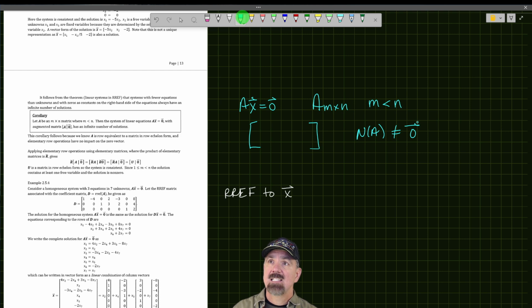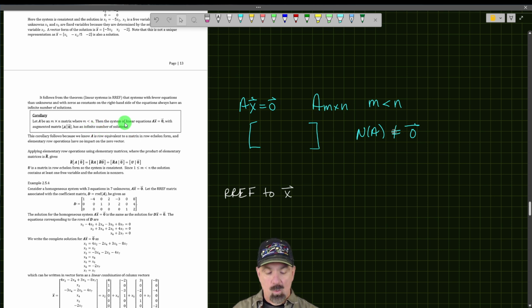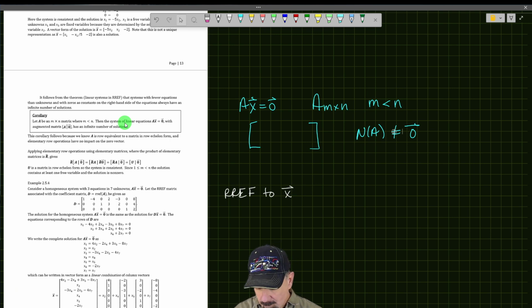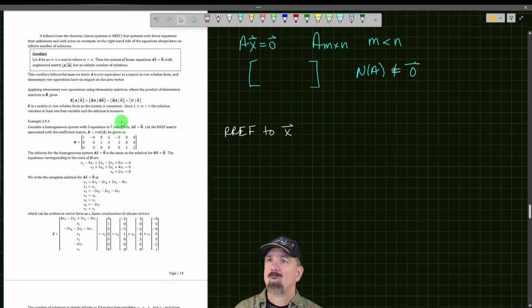And that's exactly the same as saying that AX equals 0 has an infinite number of solutions. So we know that x equals 0 is not the only solution. We know that this kind of squat, wide matrix has more than one solution to the homogeneous equation. And there's a little bit of a demonstration in here. You can take a look at that.